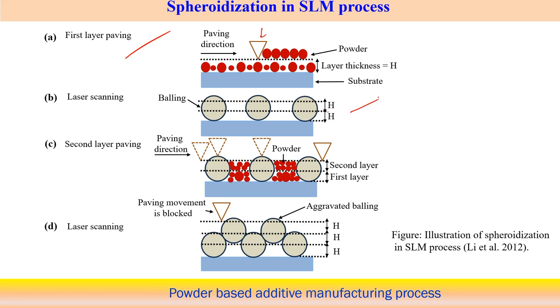You see the laser in this case. Now in the secondary layer paving, when these balls are there, the laser scanning and proper melting of the second layer is sometimes difficult, because the spherical balls create non-uniform melting of the next layer. If there is too much spherization, we can see a gap, which reflects the formation of porosity defects associated with the spherization effect in the selective laser melting process.